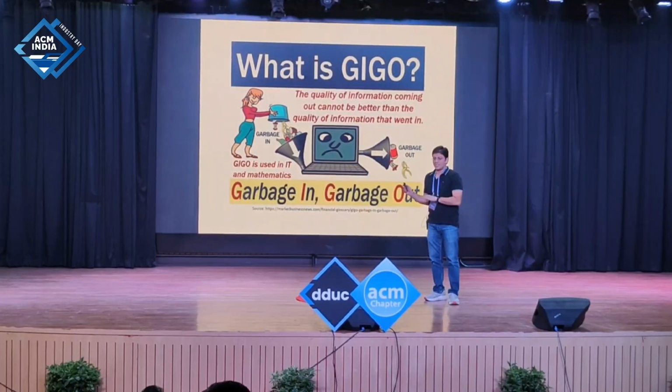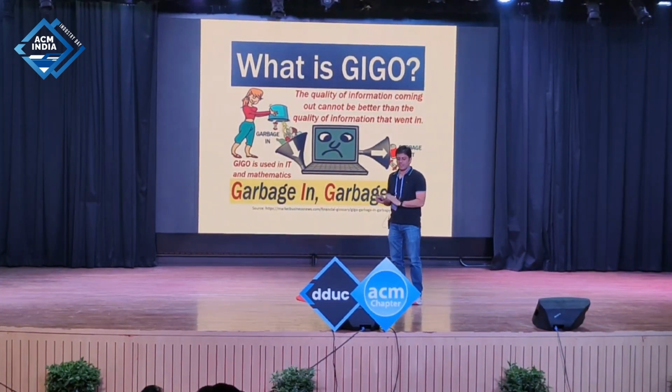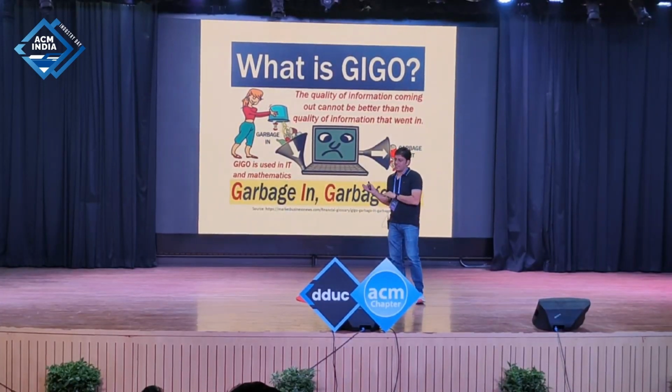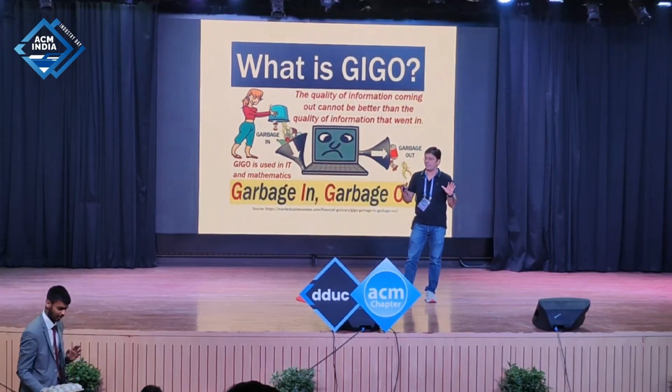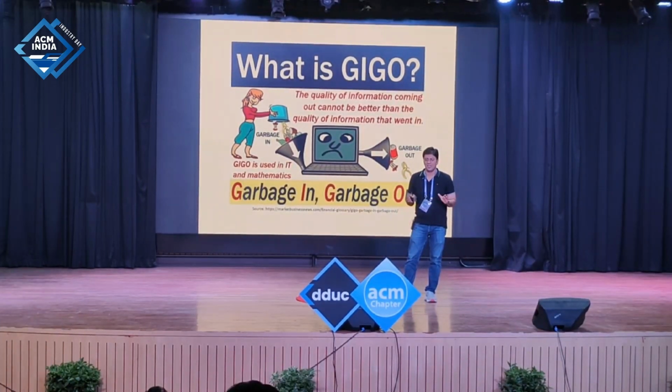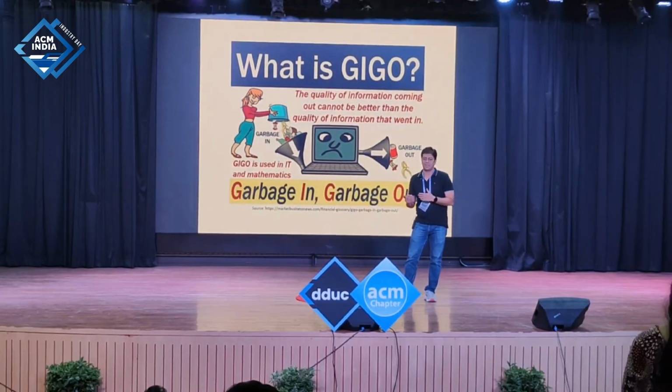I just love this image because there's a statement in that top red line. The quality of information coming out cannot be better than the quality of information that went in. I just love this sentence. That's why I added this image, because it defines the entire generative AI and all models. Whatever training data you have used, the quality of output can never be better than that. It will evolve based on that. It can never be better than that.